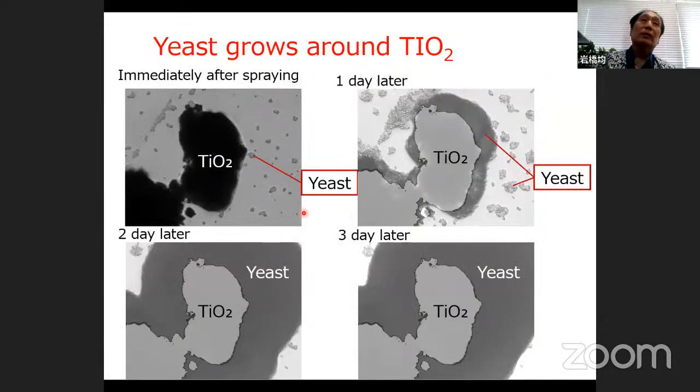We monitored yeast growth using a microscope. So this is TiO2, okay? And you can see yeast cells. And some yeast are aggregated like this. And one day later, yeast cells become bigger. And around here, probably this is growing. So near the titanium dioxide, yeast can grow like this. And probably this makes colonies. So I thought TiO2 produces some antioxidant product, but I don't know what.